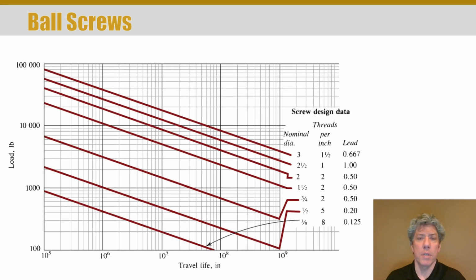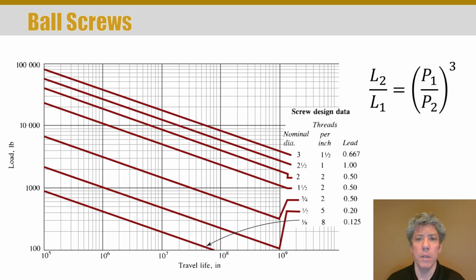Now, since ball screws are kind of like bearings, they have a load-life relationship, and there's a figure in your text that shows this load-life relationship for several different nominal diameter ball screws. So you can look up the travel life in inches, rather than, as when we were talking about ball bearings, the number of rotations under load. And you can look up the load on the y-axis, and wherever they intersect, you can select whichever ball screw is required for that particular load-life combination. It's following a similar equation to what we had before with rolling element bearings.